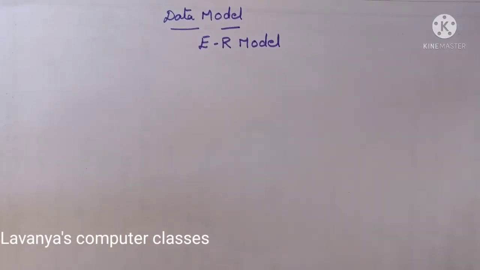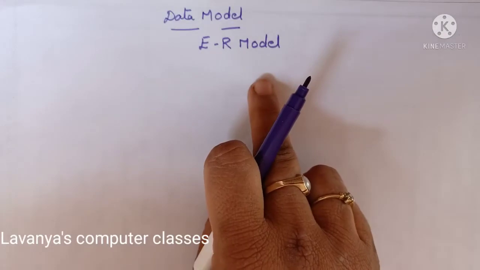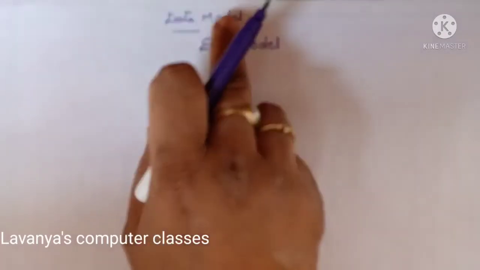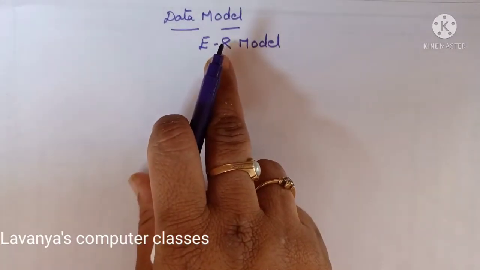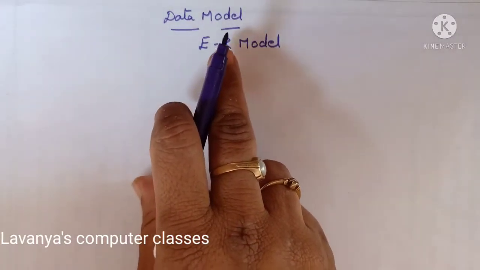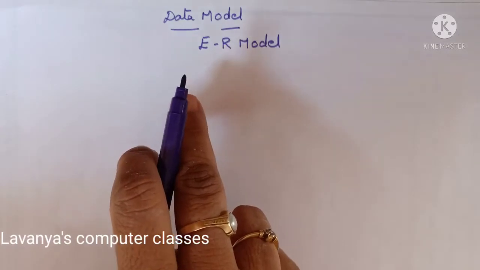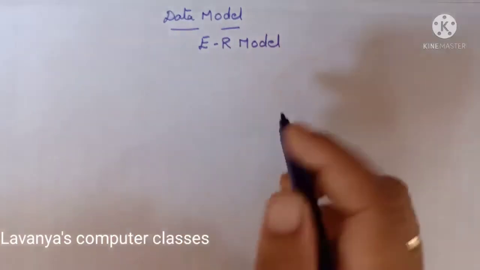In this video, I will explain the ER model. The ER model is the one best example for a data model. So what does data model mean? Data model means modeling data, that is, to give a shape or structure to the database.